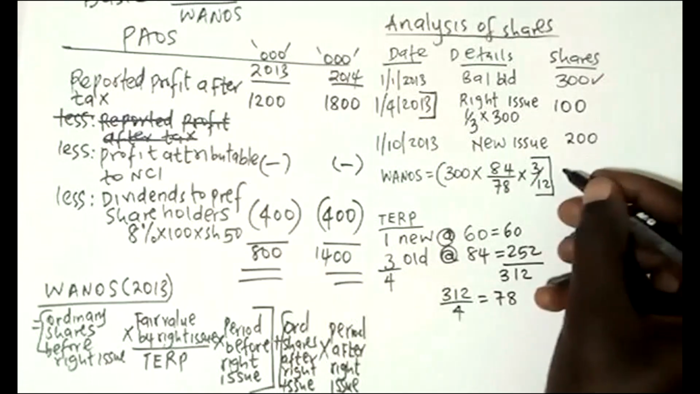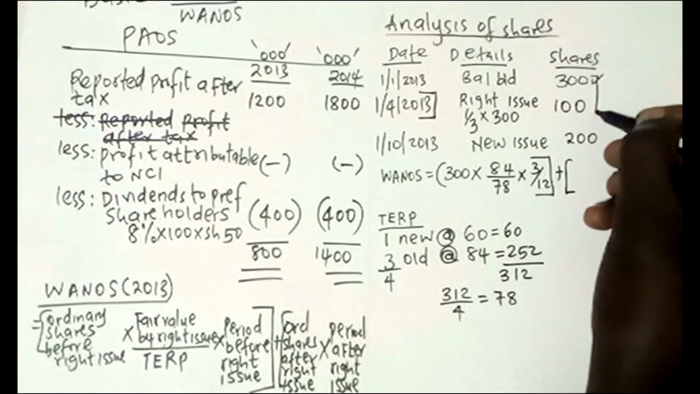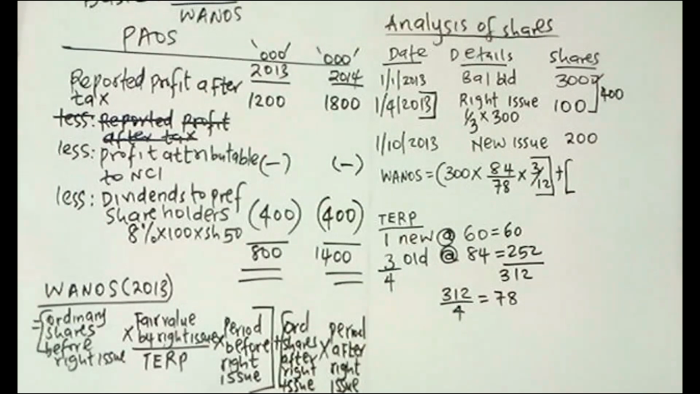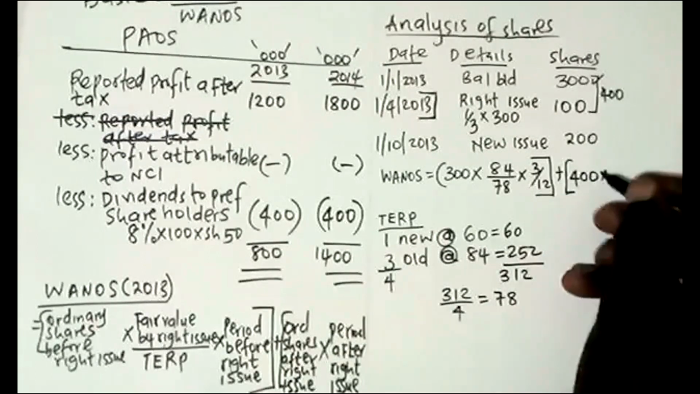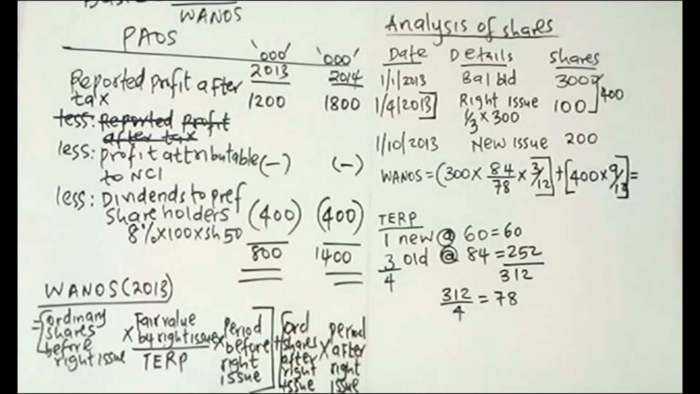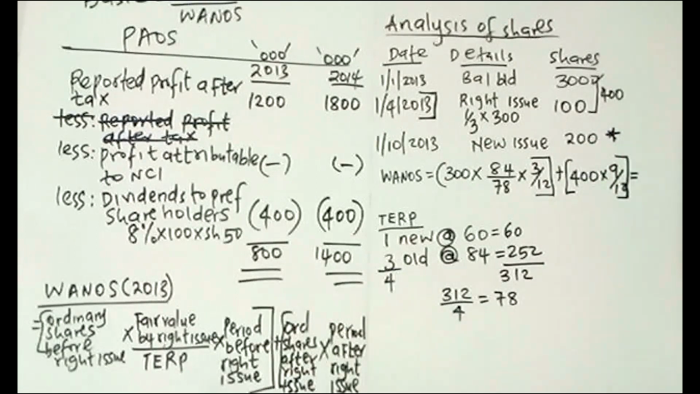Then after that, you talk about ordinary shares after the right issue, which is the 300 plus the 100. So the 400. You consider the ones which were there before plus the shares which are issued through the right issue, that is 400. The period after the right issue is 9 months, from 1st April to the end of the year. So you can see there is 300 which is remaining here, which has not been affected by our formula. What are you supposed to do with it? 200.